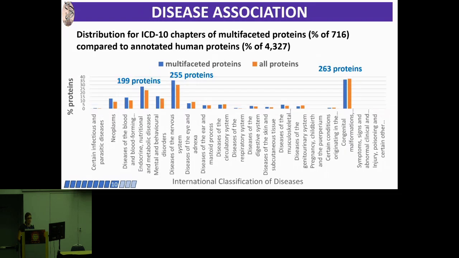And finally, the disease associations. We decided to use the ICD-10 classification. ICD-10, as I said, is an international classification of diseases that is always used by physicians in the hospitals. And we decided to use this classification, this ontology, because there is the possibility to sum up different disorders using the chapters that collect similar diseases or diseases insisting in the same system in the organism. So here we may see that some multifaceted proteins are associated with congenital malformation and chromosomal abnormalities, but also with diseases of the nervous system and endocrine, nutritional, and metabolic diseases.